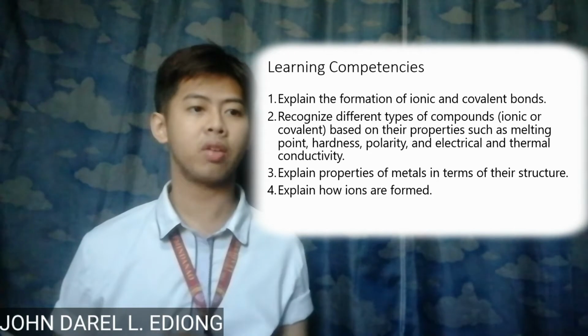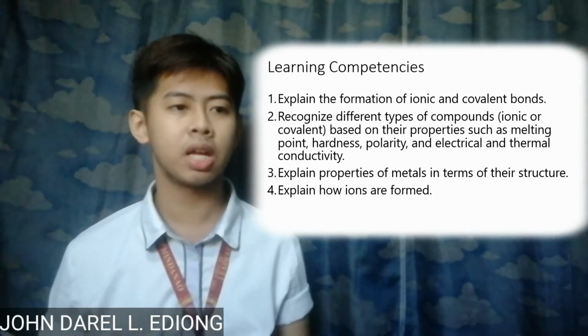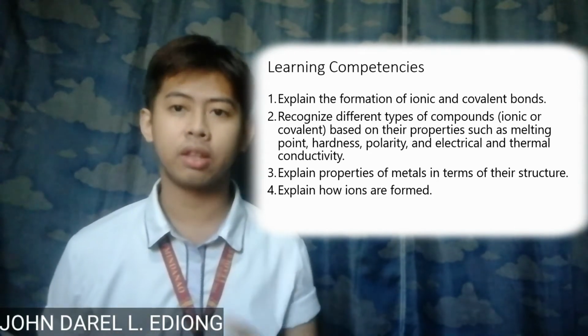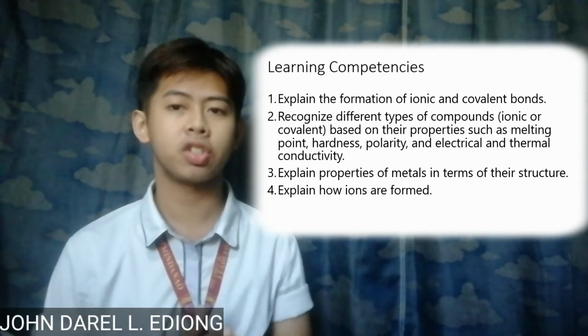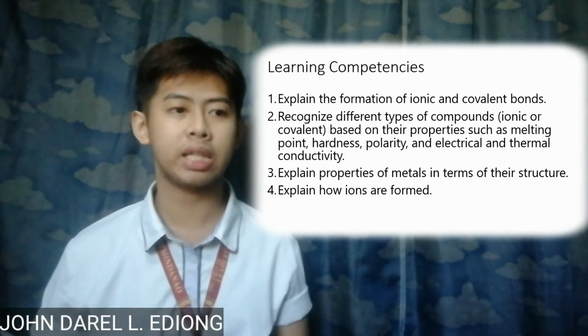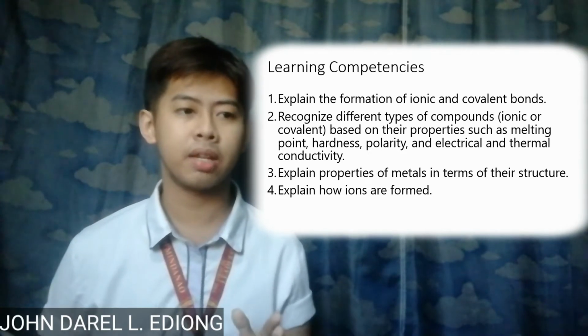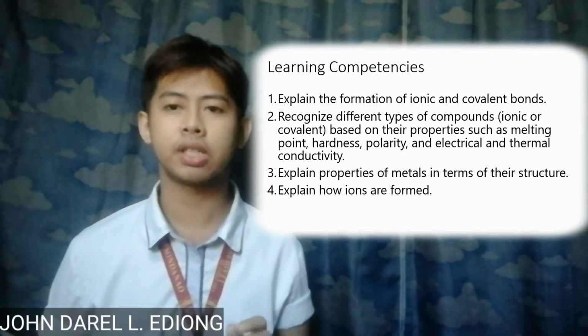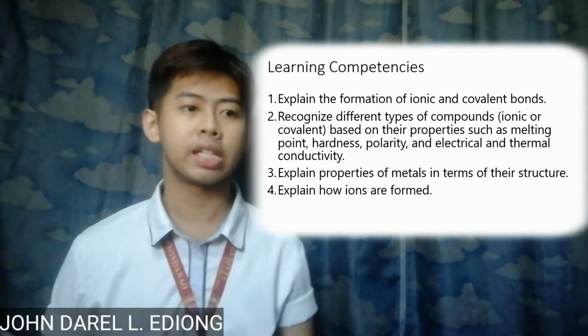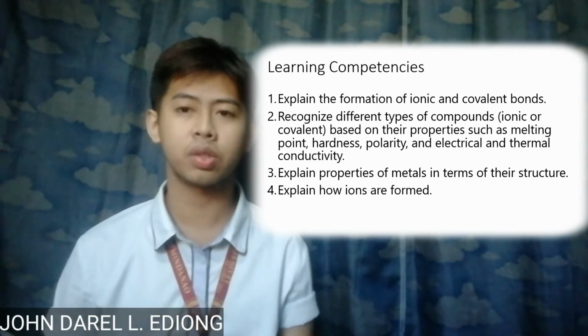Number 2, recognize different types of compounds, ionic or covalent, based on their properties such as melting point, hardness, polarity, and electrical and thermal conductivity. Number 3, explain properties of metals in terms of their structure. And number 4 is explain how ions form.